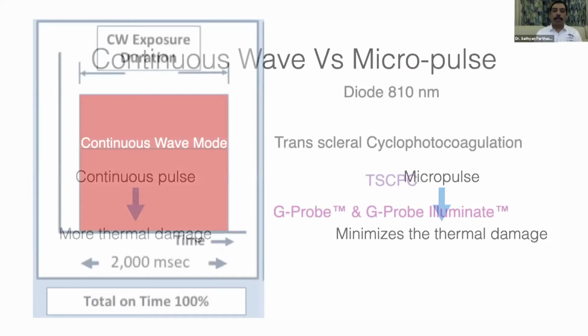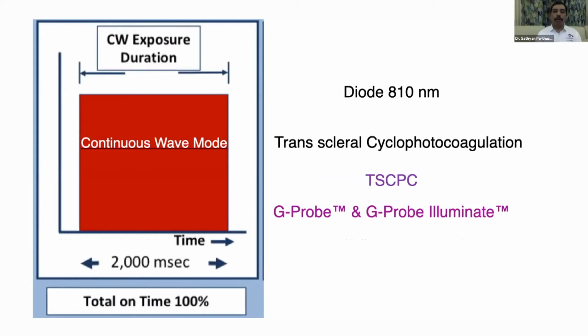So this is the continuous wave mode, which is given for 2000 milliseconds, that is the 2 seconds duration, where the on time of the laser is 100%. The laser which we use, or many of us have used, and of course we are using currently also, is the transscleral cyclophotocoagulation, otherwise called TSCPC. We use the G probe, and the new probe is called the G probe Illuminate.